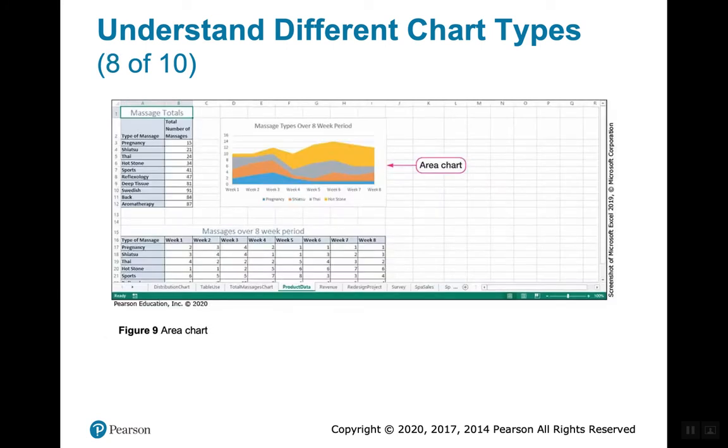Here's an area chart. This gives us a variant of a line chart. It'll show us the distribution across different categories. In this case, this is massages over an 8-week period, the breakdown of hot stone versus Thai versus shiatsu versus pregnancy. So I can take a look at this, and the picture tells me a story that you don't necessarily get just by looking at the numbers. All right.